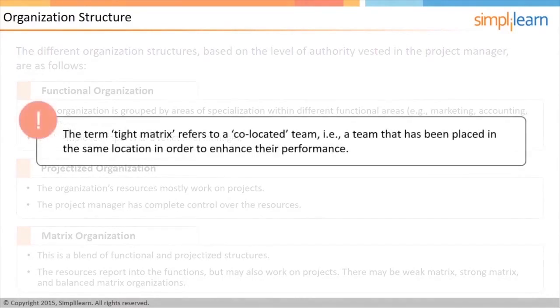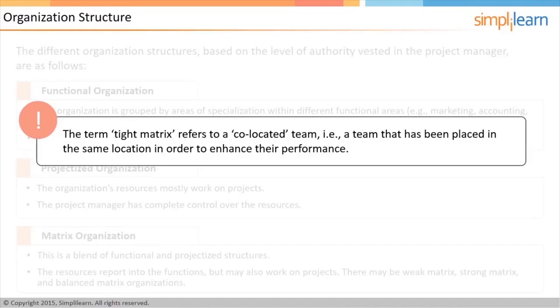There is another term that you might find in the exam called tight matrix. This generally refers to a co-located team, that is, a team that has been placed in the same location to enhance their performance. In the PMP exam, if there is no mention of the organization type, you can assume it to be a matrix organization. Let us look at each of these organization structures in detail.